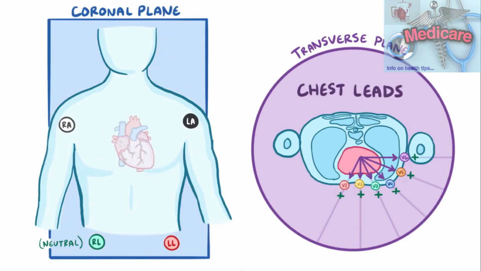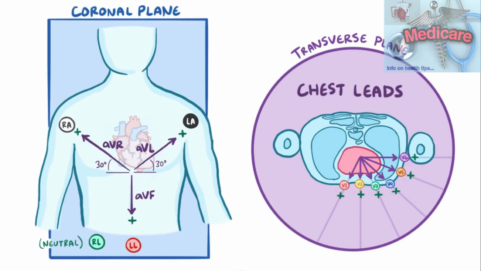Meanwhile, in the coronal plane, the non-neutral leads are called augmented vector right, or AVR, on the right arm, and augmented vector left, or AVL, on the left arm, both of which are represented as vectors that are 30 degrees up from the horizontal line. Finally, there's the augmented vector foot, or AVF, on the left foot, which anatomically isn't straight down, but it's close enough that it ends up representing the vector facing straight down on the diagram. Just like the precordial electrodes, AVR, AVL, and AVF each detect any positive deflection coming toward them.